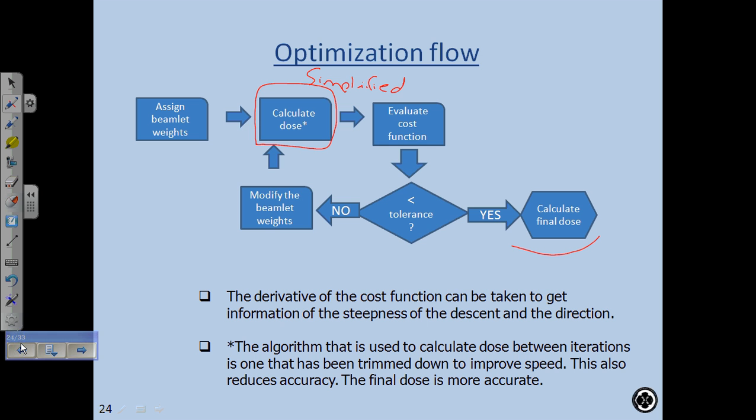Actually, with Exio, you can see the two. You can see the simplified one, and then you can look at the DVH of the simplified one, and it might look great. You say, okay, I'm done, and then you hit final calc. And it won't look as good. With Eclipse, you don't see the two.